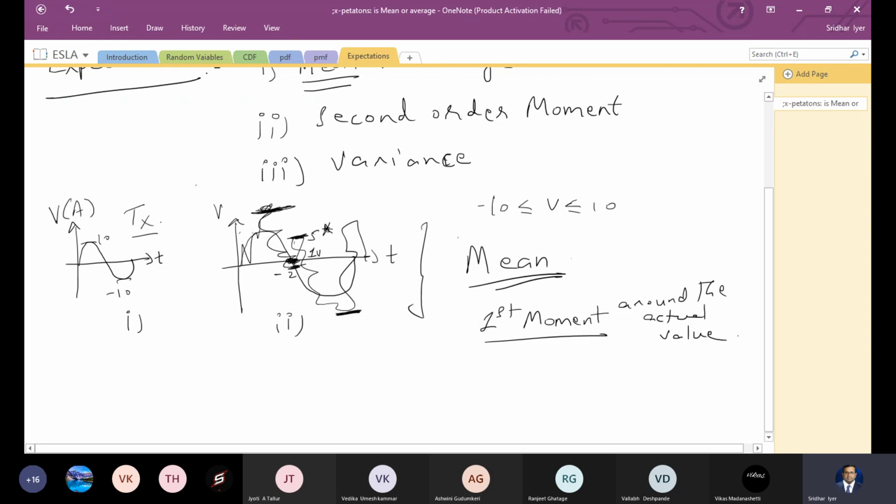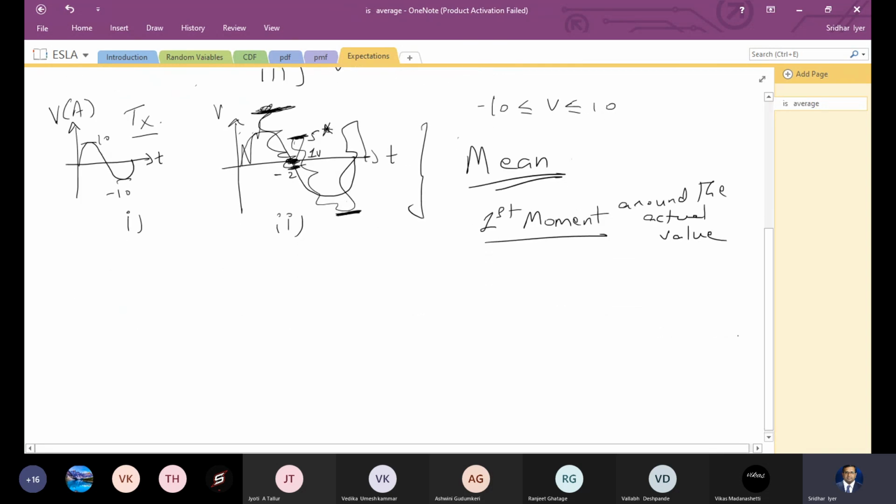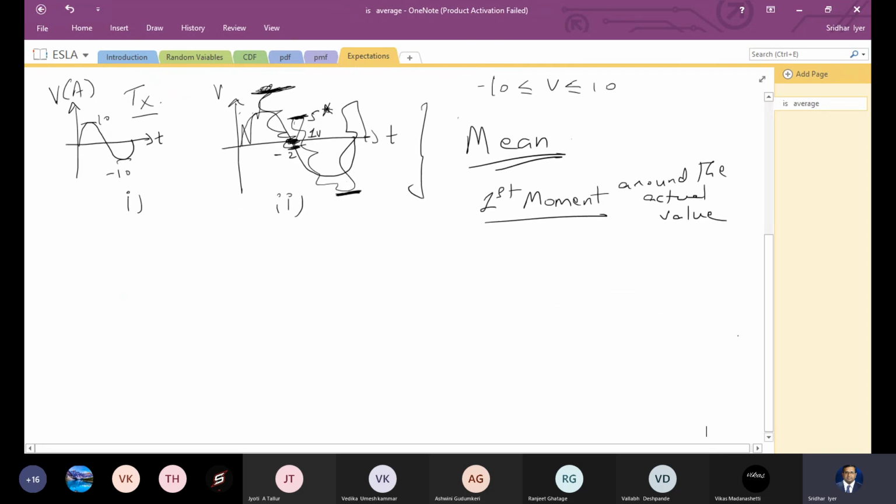It is the moment around the actual value, right? So please note, we are never going to get the actual value, because noise, we don't know how it's going to corrupt it, but we want to be close to the actual value, right? So let's see how we can calculate this mean. We'll go to second order moment and variance after we do the mean.